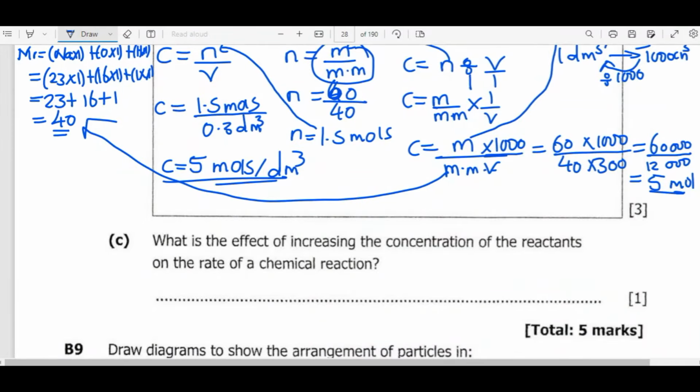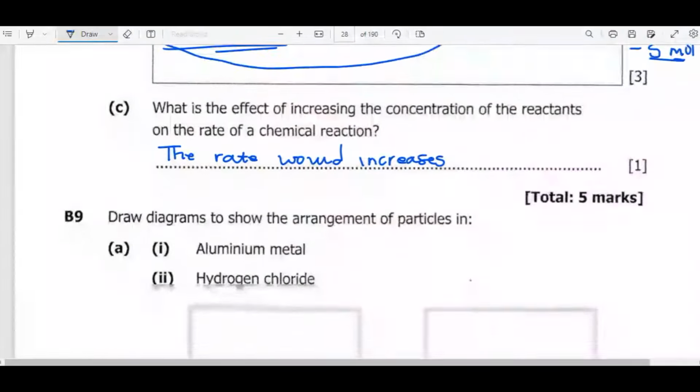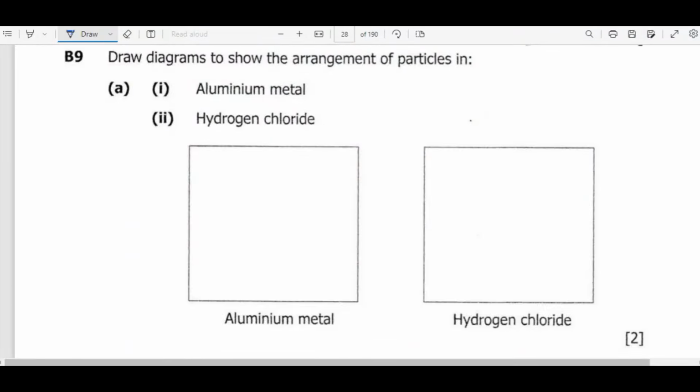Question C. What is the effect of increasing the concentration of the reactants on the rate of the chemical reaction? So the rate would increase because the increase in concentration results in the increase in the rate of reaction. So the rate would increase. Go to question 9, the last one.